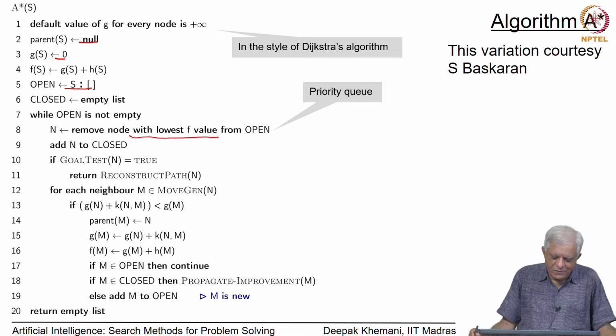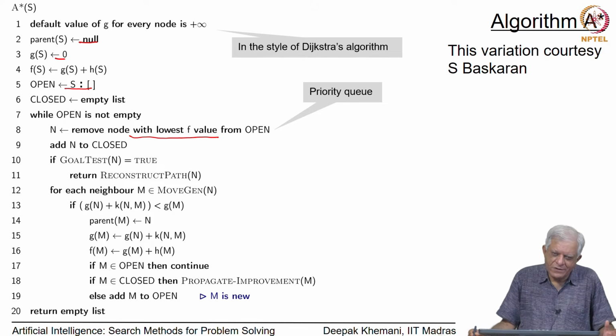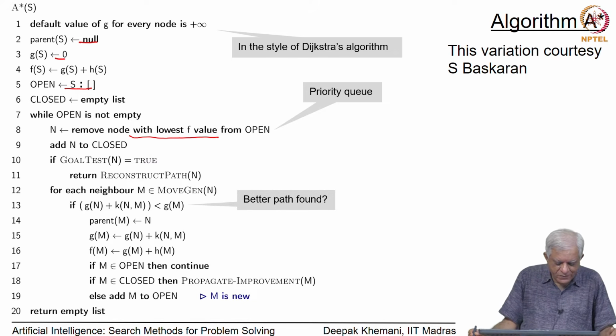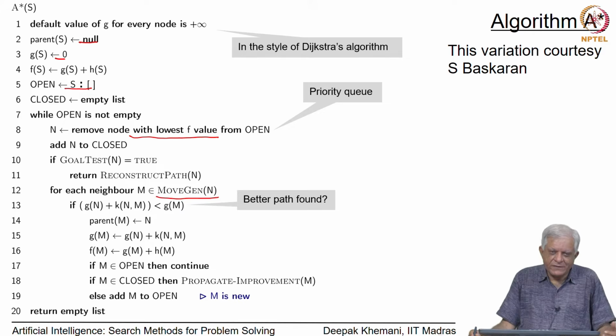Then we check whether it is a goal node. If it is a goal node, then we go back and reconstruct the path, and that, as you can imagine, is done by tracing back the parent pointers from the node till you reach the start node. If it is not the goal node, then we see whether we have found a better path to each neighbor m of this node n. So, we call move gen with the node that we just inspected, and for every neighbor m of this node n, we check whether we have found a better path.